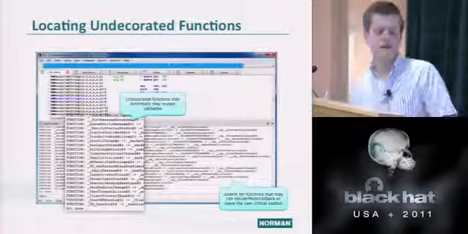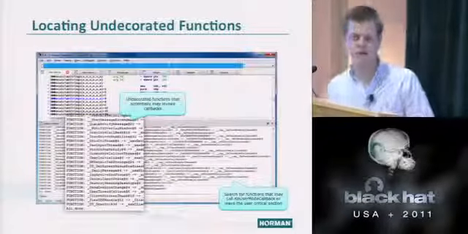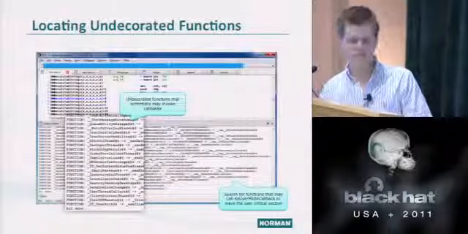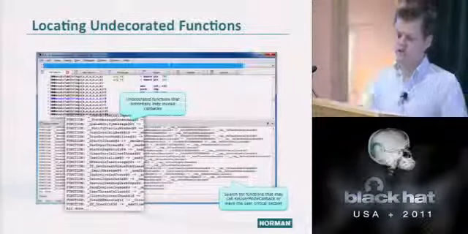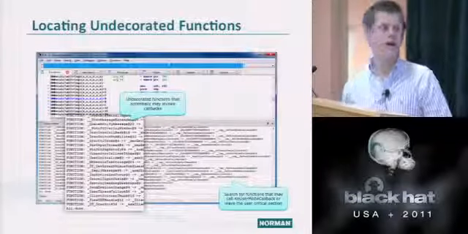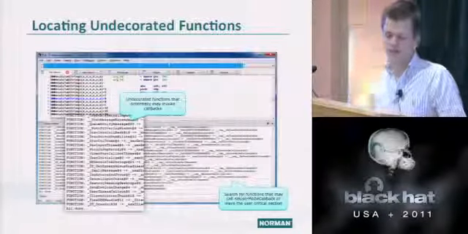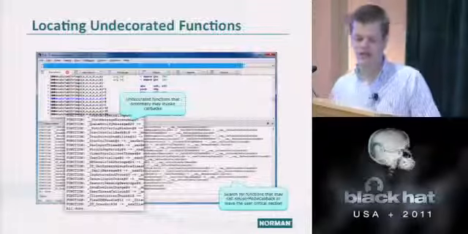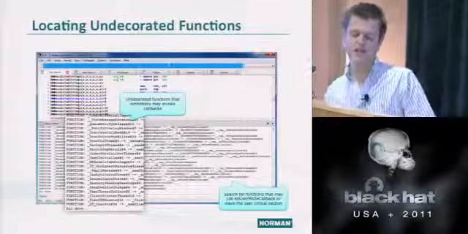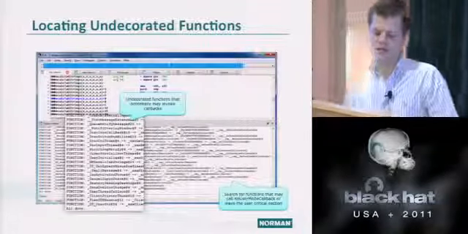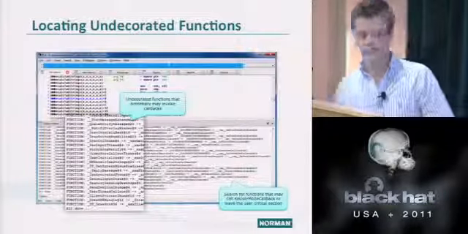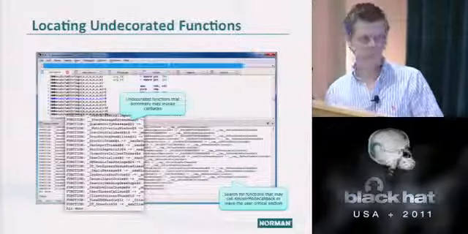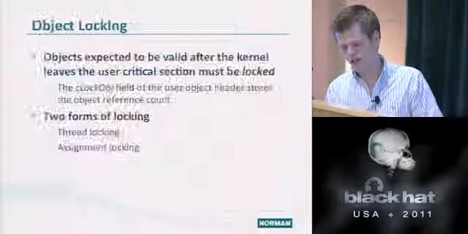You can easily locate undecorated functions by scripting in IDA Pro. Just cross-reference all the functions that potentially may call KeUserModeCallback or exit the critical section, and see if any of these functions are not decorated as they should be. And it turns out that a lot of them still are not. So there's a lot of inconsistency in the naming.